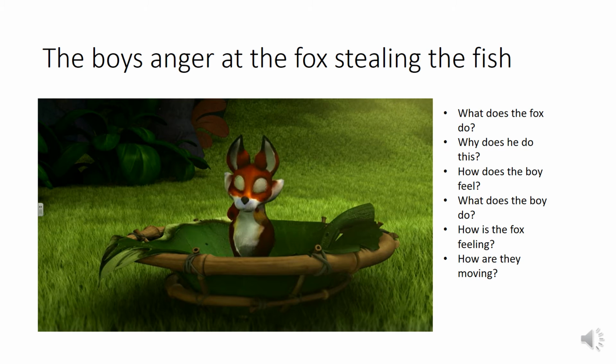So the boy chases the fox, doesn't he? So at this point, you could really use similes and metaphors to describe the way that the fox is moving and the way that the boy is moving. So again, getting that descriptive language in there will help you when you're actually retelling the story, writing in paragraphs. The more information and description you get in your planning, the easier you'll find it to rewrite your story.